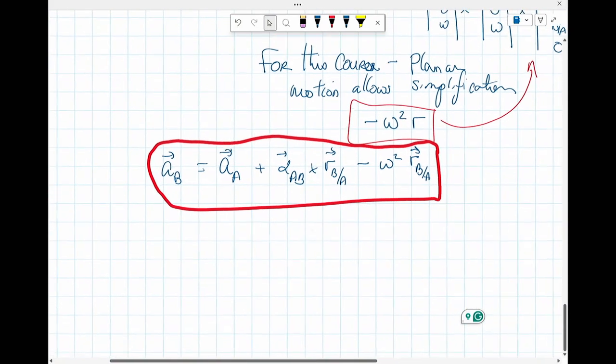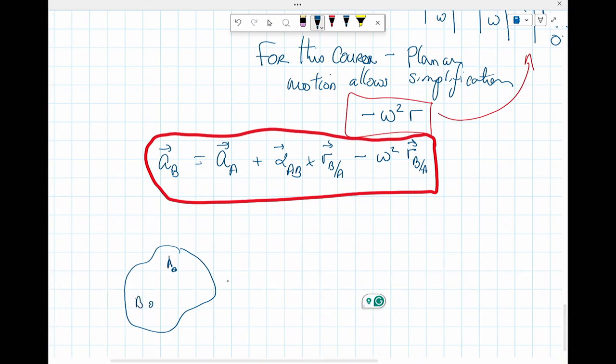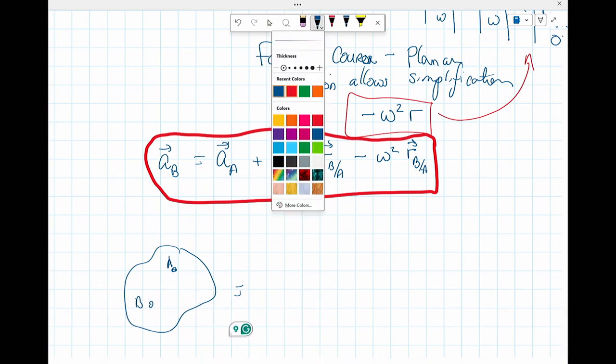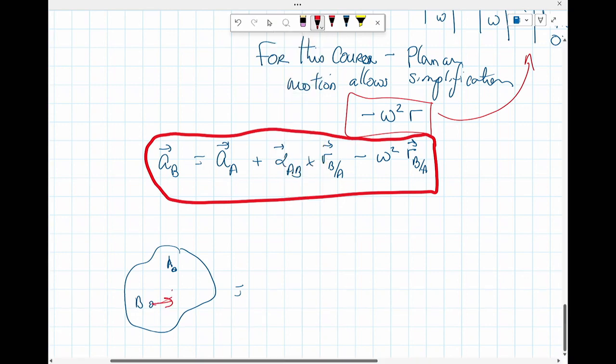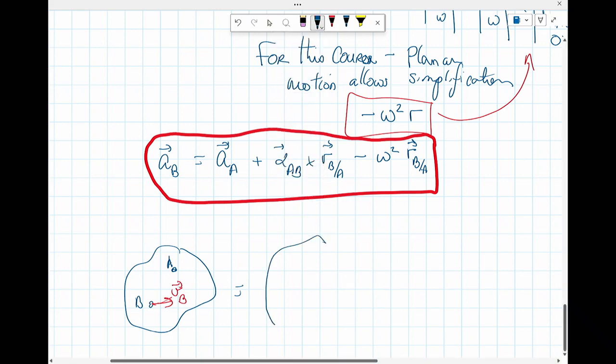So what this means is, this is the kind of motion that we're looking at. I have an object, it has A, it has B, and I know for some reason the velocity of B.